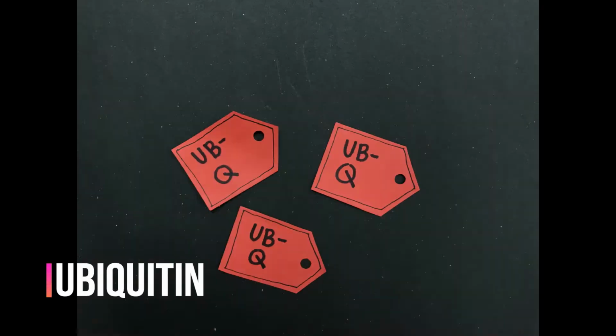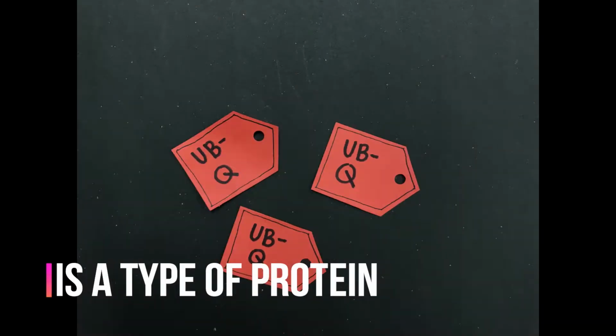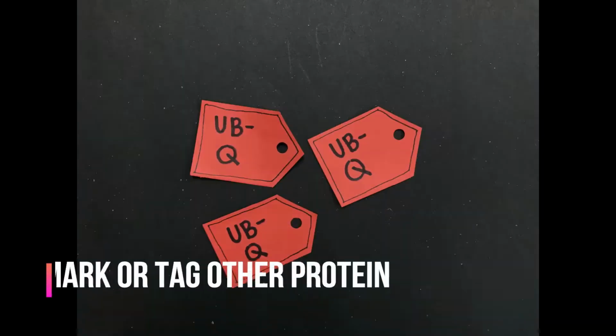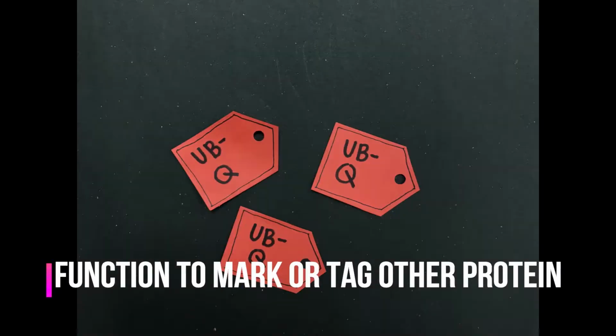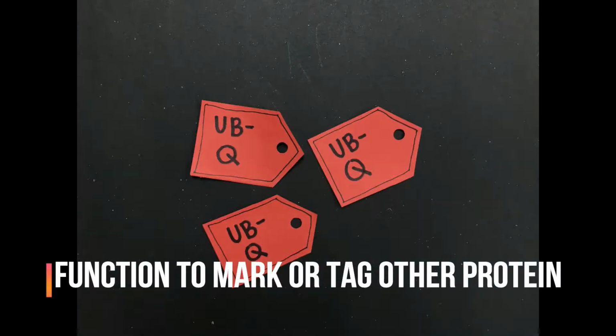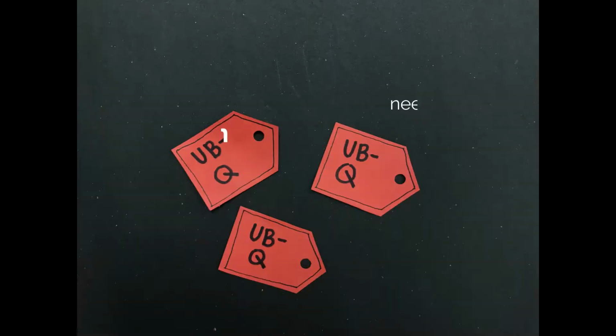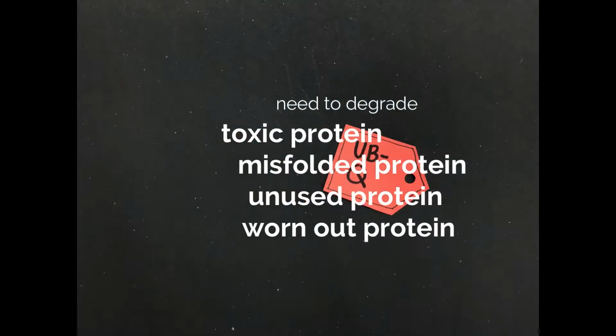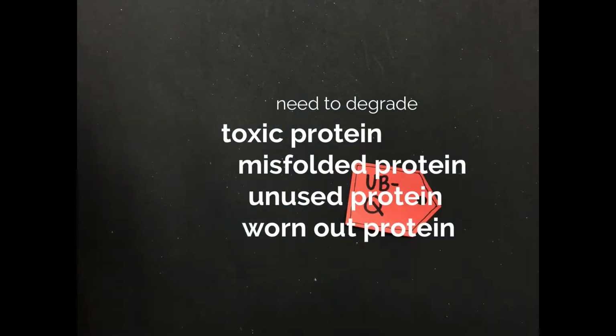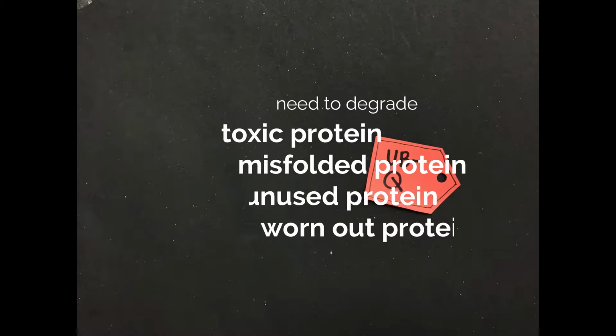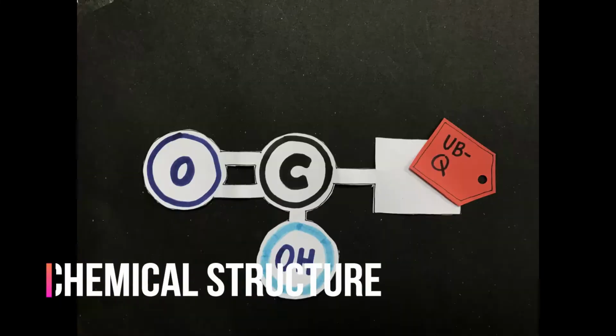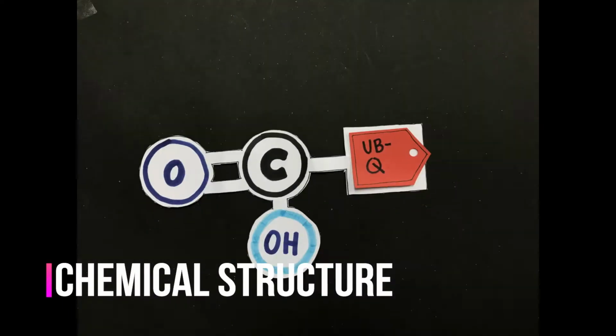You need to know that ubiquitin is a type of protein. It functions as a marker or a tag for other proteins to proceed to protein degradation. Why? Because these proteins are toxic proteins, misfolded proteins, unused proteins, and also worn out proteins. This is the chemical structure of ubiquitin.